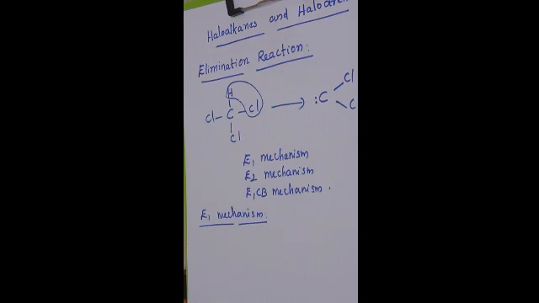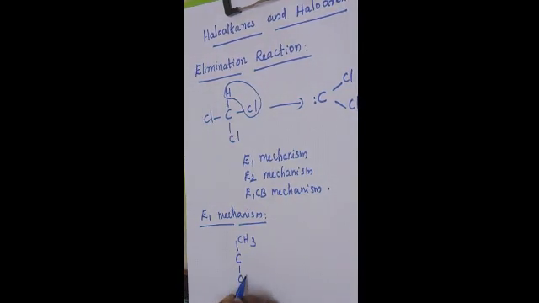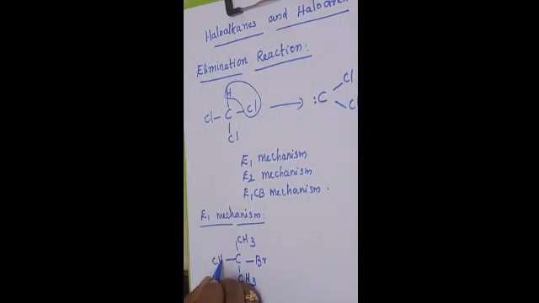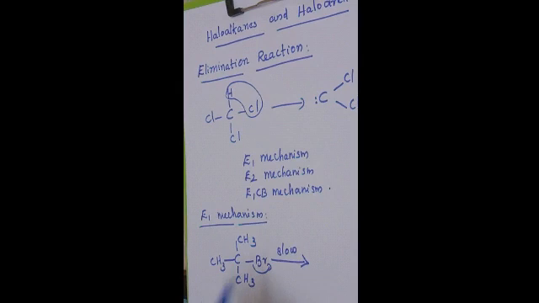The E1 mechanism has two steps, like the SN1 reaction. The first step is a slow step and the second step is a fast step. Here also the intermediate formed is a carbocation. For example, (CH3)3C-Br. The first step is a slow step, the rate determining step. Br minus is removed and forms a tertiary carbocation.